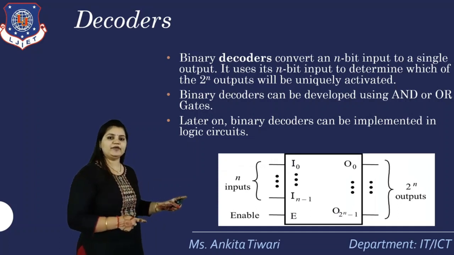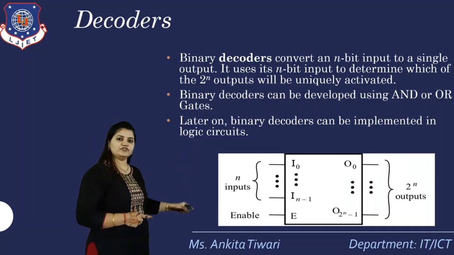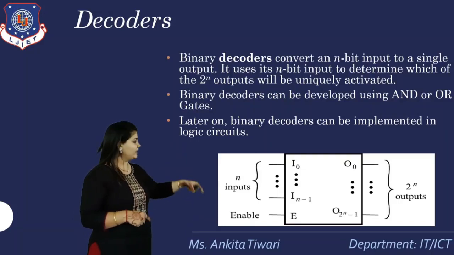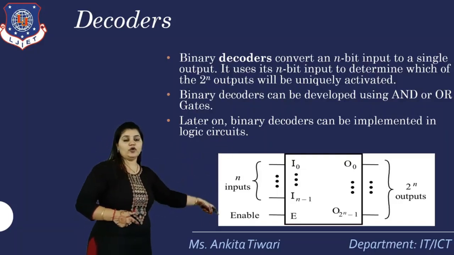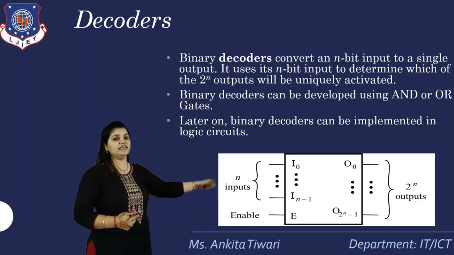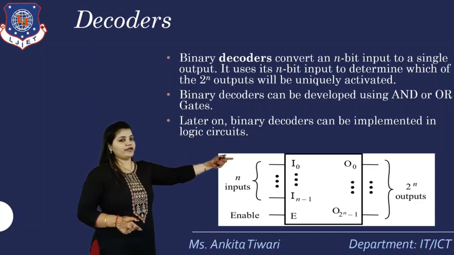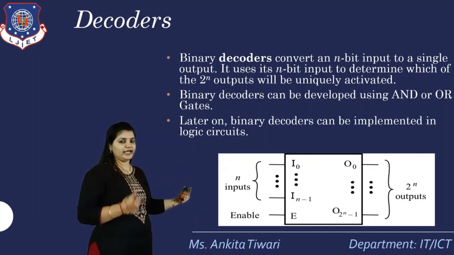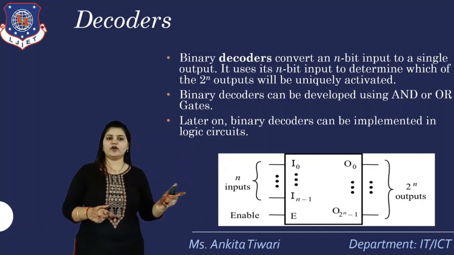So this is what the circuit diagram is. As you can see, we have inputs from I0 to I(n-1), and we have outputs from O0 to O, where the last value will be 2 raised to n minus 1. So we get 2 raised to n outputs. Now here we are getting n inputs and 2 raised to n outputs.